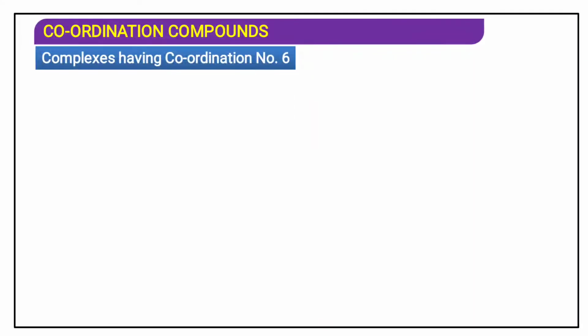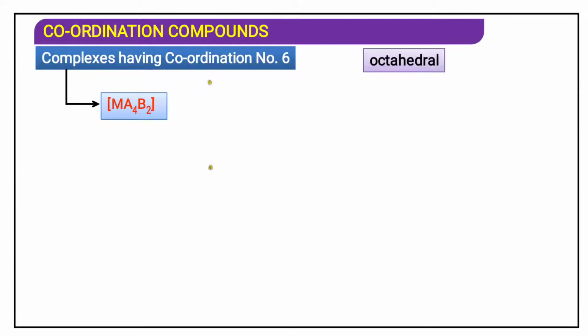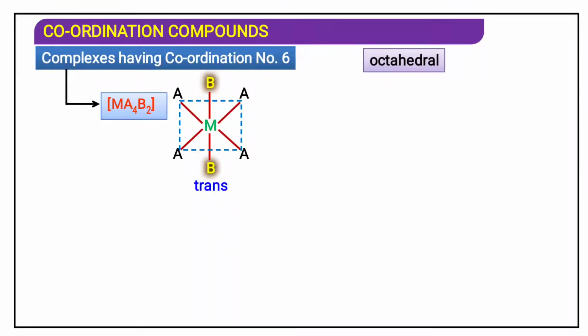Complex having coordination number 6. Geometry octahedral, students, octahedral geometry, remember carefully. A4B2 means 4 ligands will be of the same kind and 2 ligands will be of another kind. In the center there is a central metal atom. A will be in the plane, and both B are on the top.